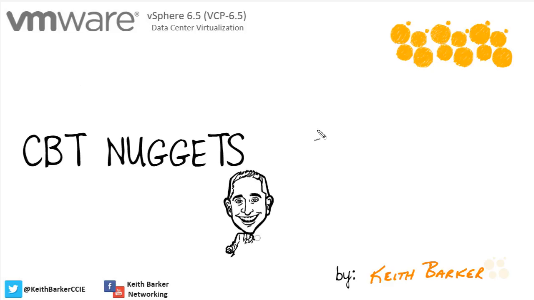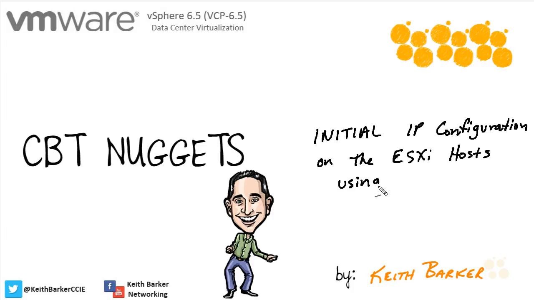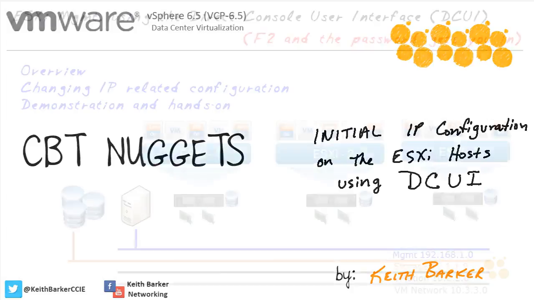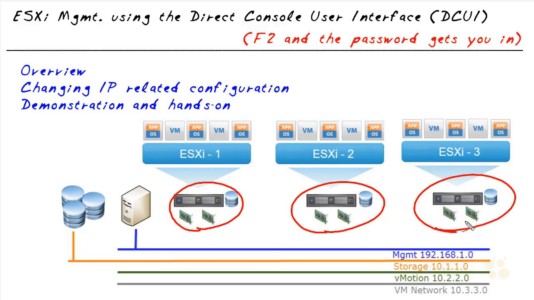One of the challenges we have right now is that we have DHCP assigned addresses on our ESXi host, and if we want to change that, we do have some options to do that, including using the Direct Console user interface.